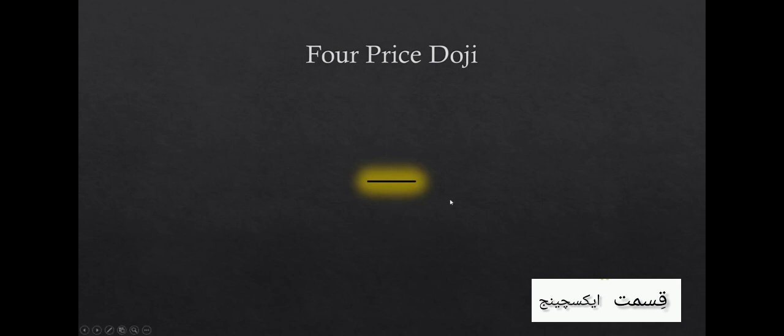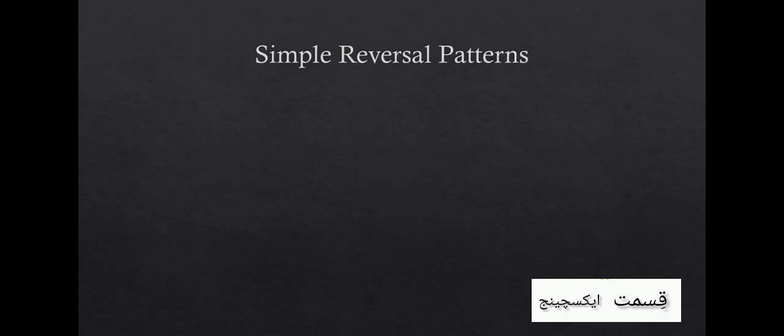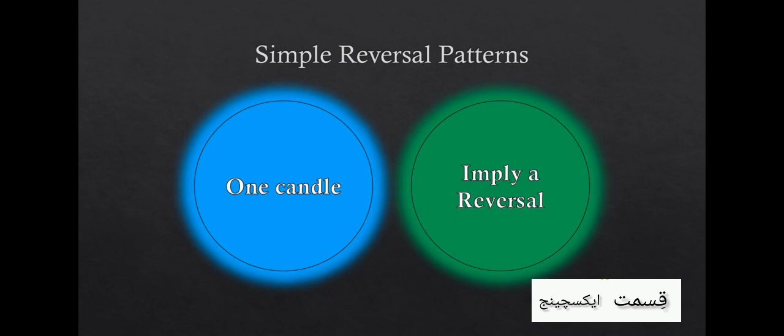Notice that there are two things that we pay attention to in dojis: the symmetry between upper and lower tails and their size. Next, we are going to look at simple reversal patterns, both bullish and bearish.